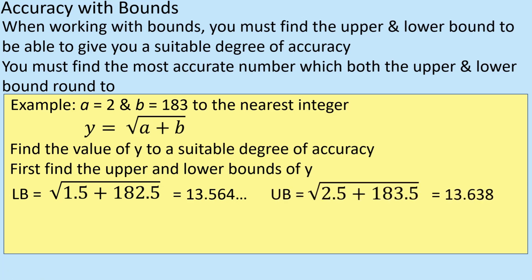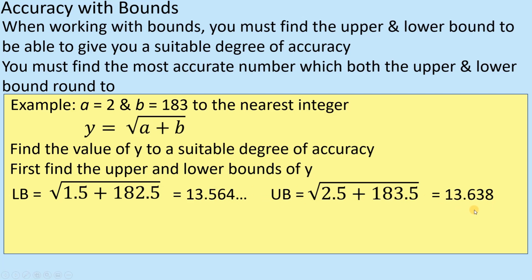Your upper bound, now we're talking about the higher limit. Because we're talking about bounds specifically, we know it can't be 2.5 exactly, but anything less than that, so this is our upper limit. So 2.5 and 183.5, square rooted, would be 13.638. So I've got two different answers here.